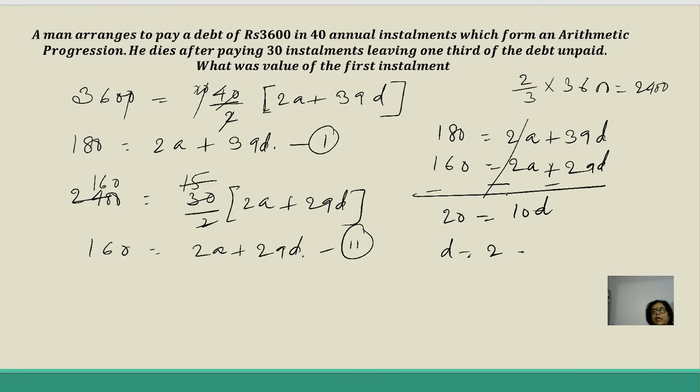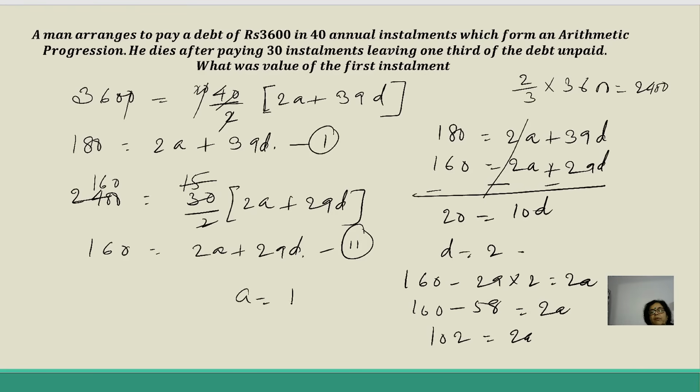So now a can be obtained by putting the value of d in any one of these equations. So we get here 160 minus 29 into 2 is equal to 2a. So 160 minus 58 is equal to 2a. That is 102 is 2a. So the first installment a is equal to 51 rupees. So a is 51. That is the first. What was the value of the first installment? That is 51 rupees.